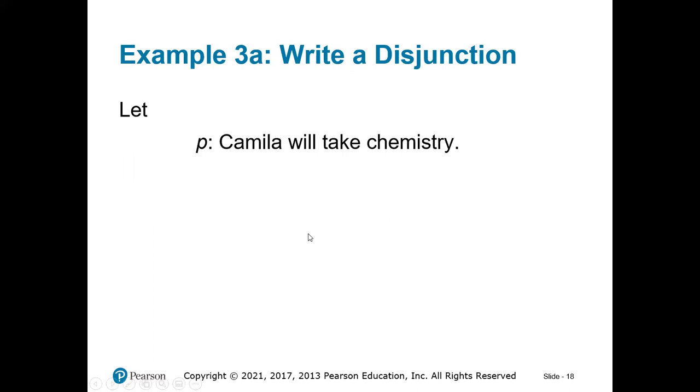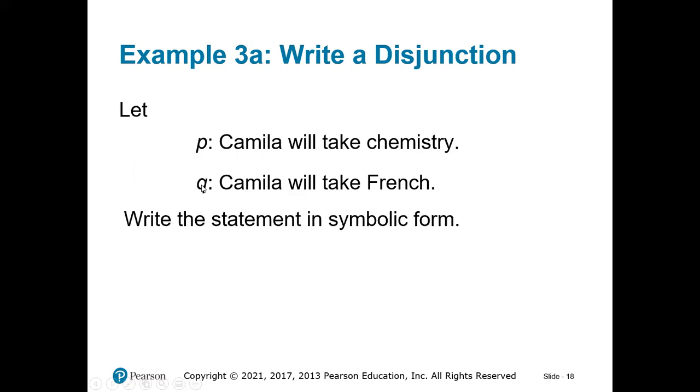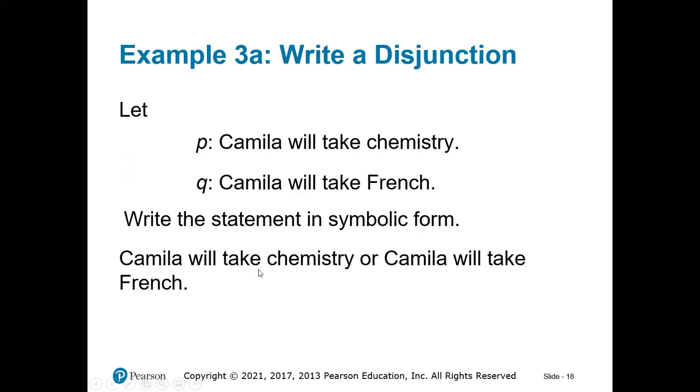Here is an example. Suppose that P represents Camilla will take chemistry, right? Camilla will take chemistry is a statement that I denote by P. And Camilla will take French, this is Q. So write the statement in symbolic form: Camilla will take chemistry or Camilla will take French. How can you translate this?